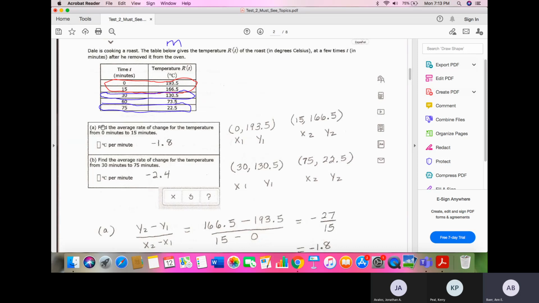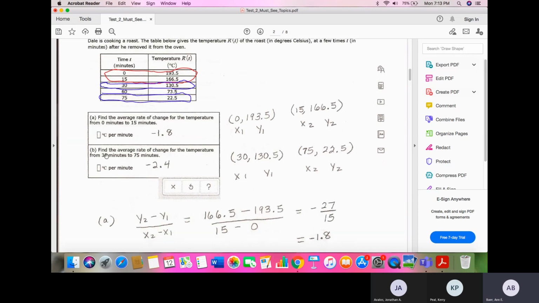So we want to find the average rate of change for the temperature from 0 to 15 minutes. Here's 0, right here, 0 minutes. Here's 15 minutes. So I circled those in red because these are 2 ordered pairs that we are going to use to find this average rate of change. It's just the slope.